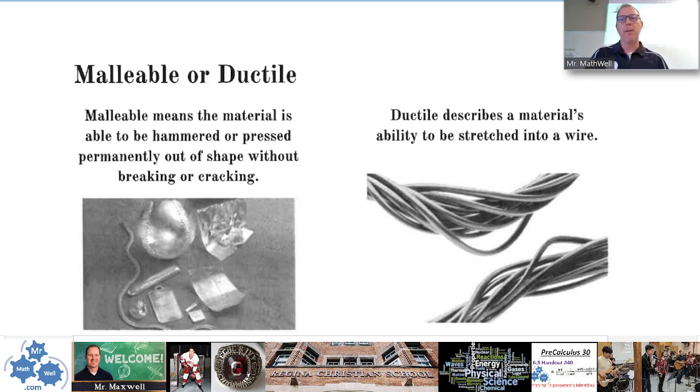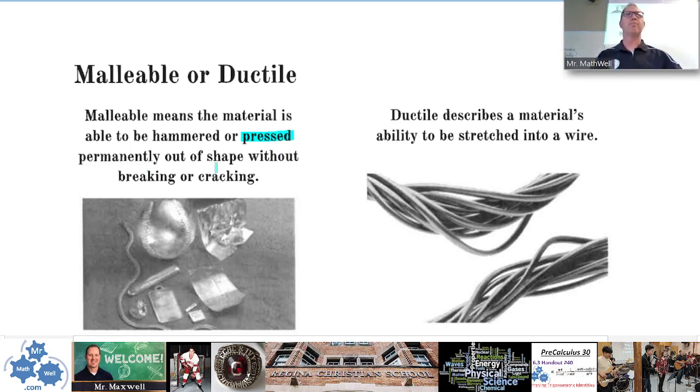So for example, malleable means the material is able to be hammered or pressed permanently out of shape. So if you have like a metal wire or something like that, you could bend it or hammer it down, right? And it would not spring back into its original shape. All right? Malleable. Something you could hammer or press permanently. And it will do that without breaking or cracking.